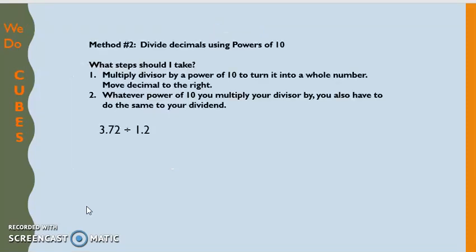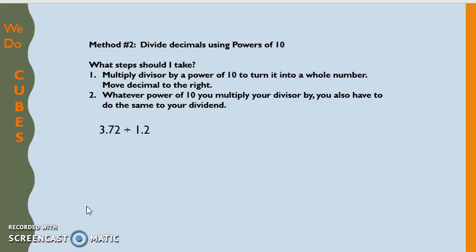Okay, let's go on to method number 2. Now we're going to divide decimals using powers of 10. So we're going to do the same exact thing as we just did. We're just going to do it a different way. Instead of using a model, we're going to use the standard algorithm and our knowledge of powers of 10.